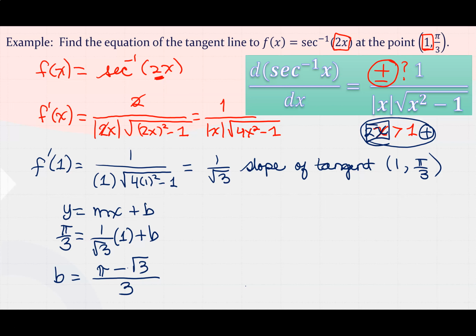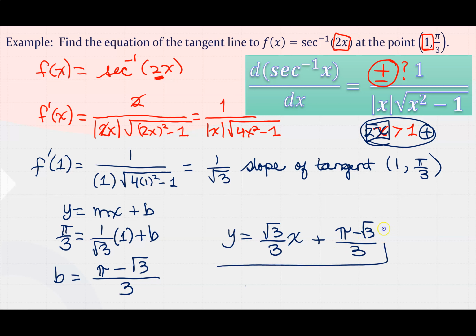So that is b. So the answer here is the equation of that tangent line is y equals 1 over square root of 3, or you can write it neatly as square root of 3 over 3 x plus the y-intercept b being pi minus square root of 3 over 3. And that is the final answer.